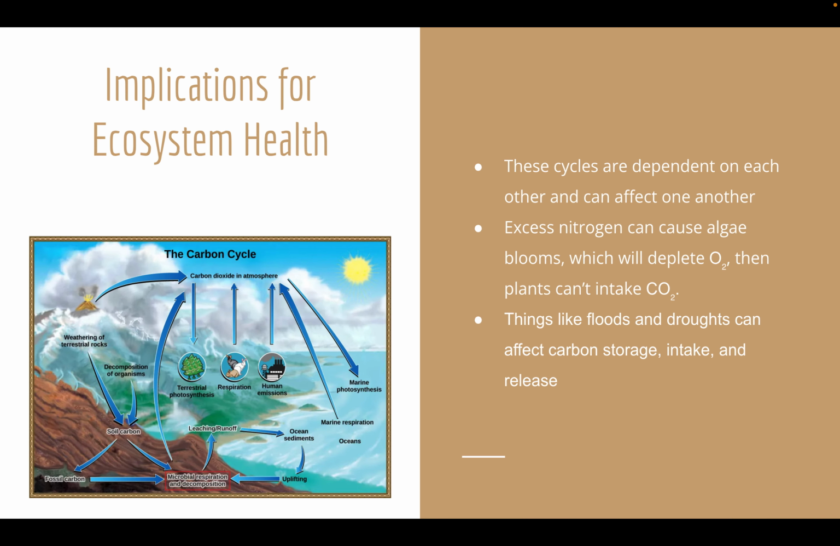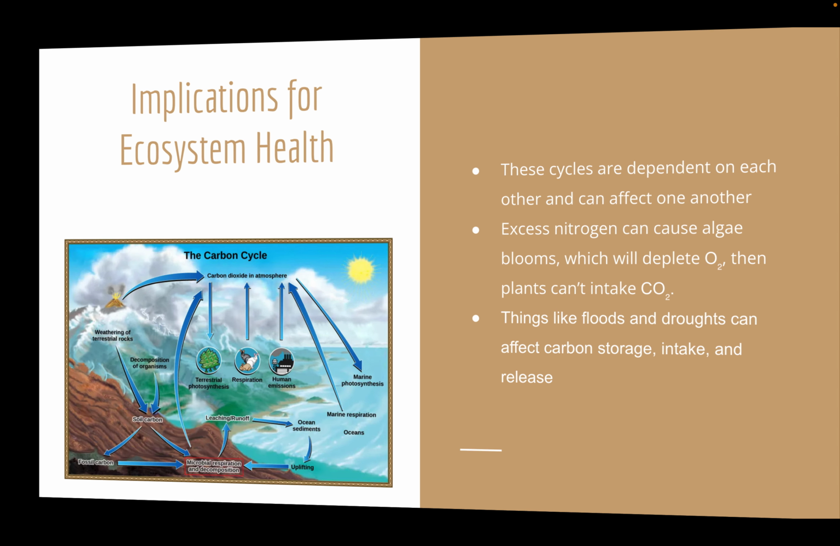So the implications for ecosystem health: these cycles depend on each other, as I've said, and can affect one another when things are out of balance. Excess nitrogen can cause algae blooms, which will deplete oxygen, and then plants can't intake CO2 due to the dead algae on top of the water. Things like floods and droughts can also affect carbon storage, intake, and release.